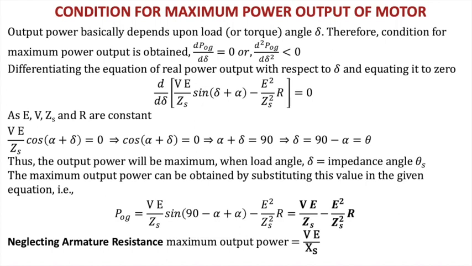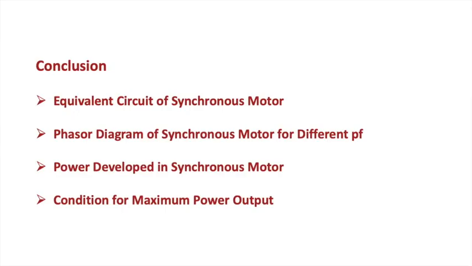Now, if we neglect the resistance of the armature because it is very small, the equation is simplified and the output power will be only equal to VE by Xs, the synchronous reactance. So today we have studied the equivalent circuit of the synchronous motor, the phasor diagram under different power factor loading, the power developed in the synchronous motor, the real and reactive input power and output power, and the condition for the maximum power output.